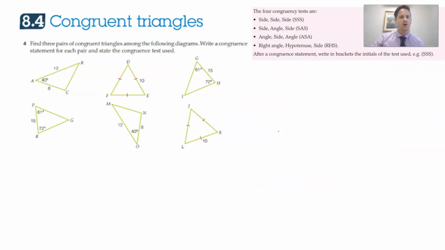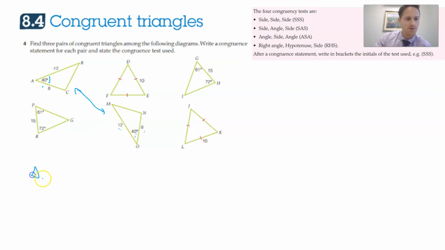Find 3 pairs of congruent triangles among the following diagrams. Write a congruence statement for each pair and state the congruence test used. Okay, so let's look at this one. So triangle BAC. So we've got a side of 12, a side of 8, and an included angle of 40 in the middle of those two. So we want to find a triangle that has that same information. So let's look for 8 and 12. Okay, I can see 12 and 8 here, and there's an included angle of 40. So those two there are congruent triangles.